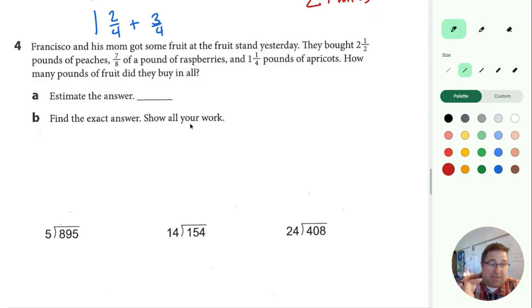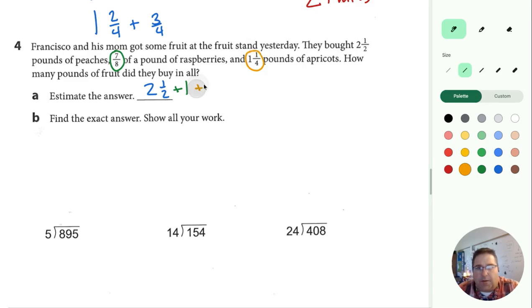Again, I'm going to stick with either a 0, half, or a whole. So 2.5, I'm just going to leave it as 2.5. Now 7/8, that's really close to 1 whole, isn't it? So I'm going to say that's 1 whole. That's about a whole. And then 1 and 1/4.